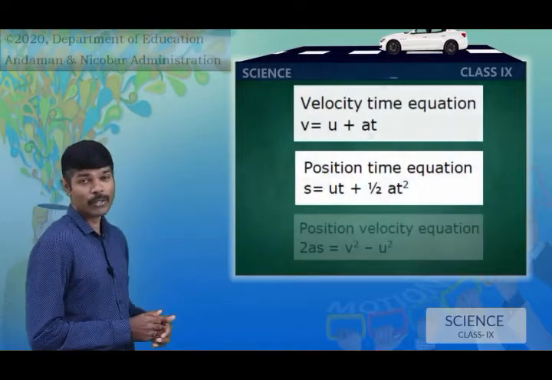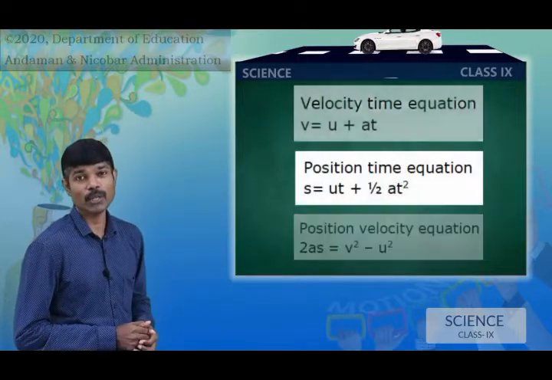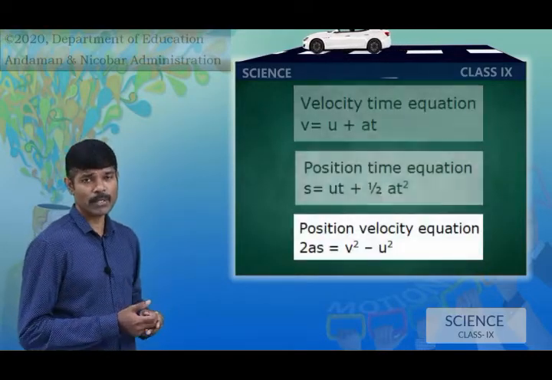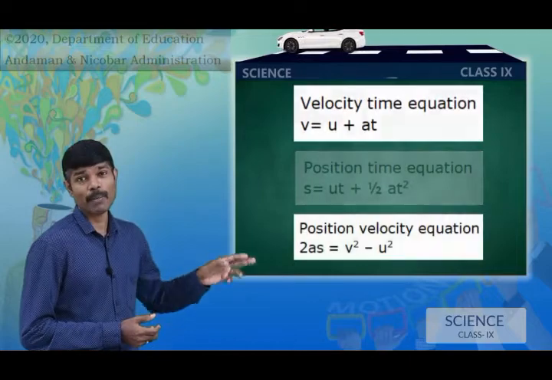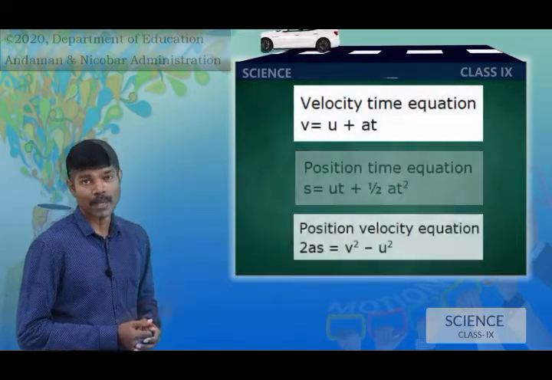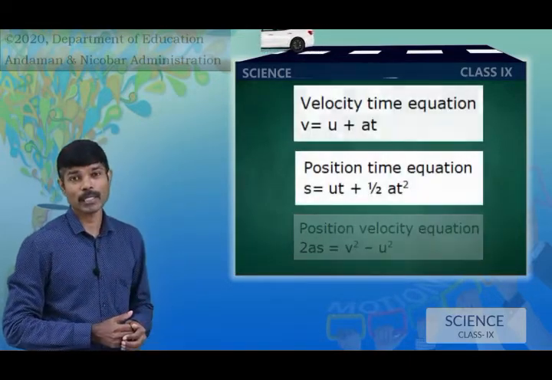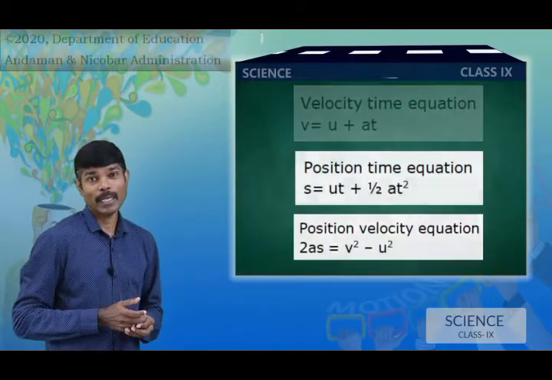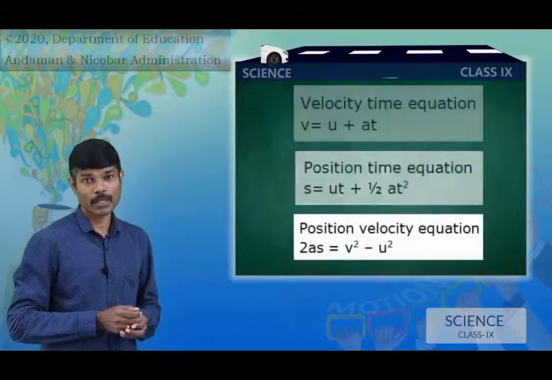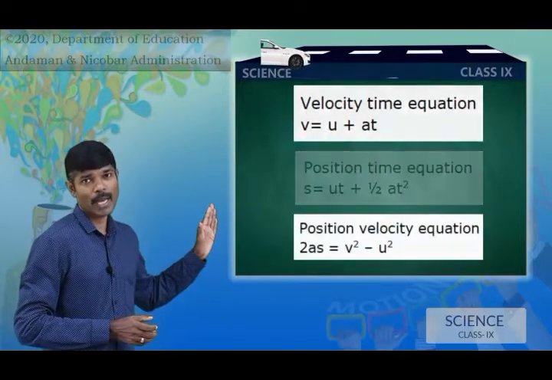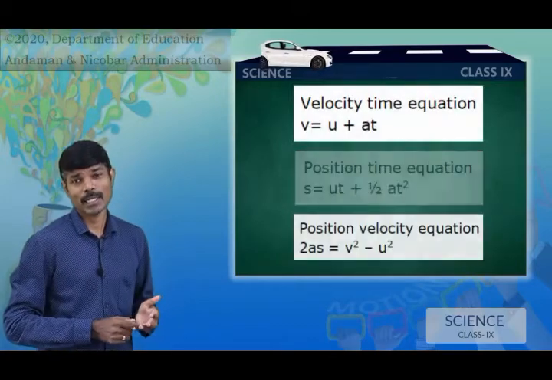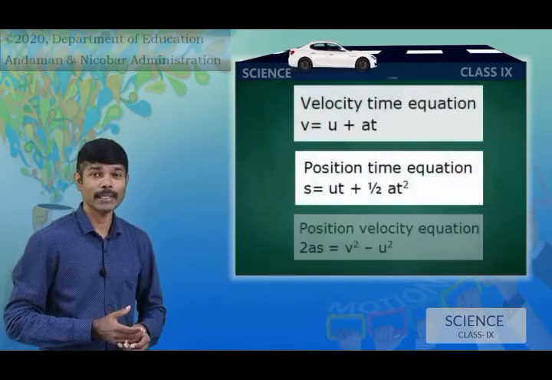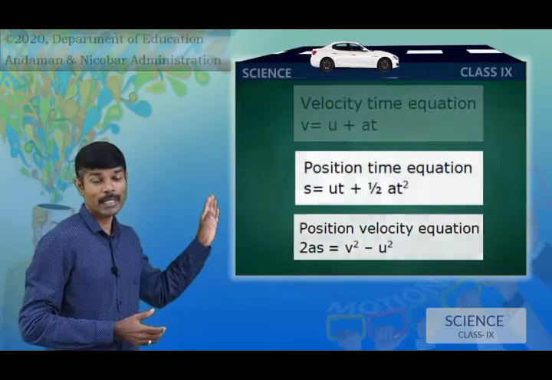Look at the third equation. Here 2as is equal to v square minus u square. So this equation can also be expressed as s is equal to v square minus u square by 2a. The third equation gives us the velocity acquired by a body in traveling a particular distance. So these three equations will help us to find out distance, initial velocity, final velocity, and time. All these physical quantities can be found out by using these three equations.